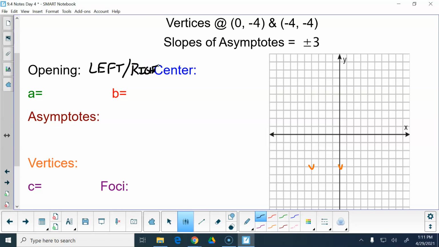Okay. Where's the center? Halfway between those two? Yeah. One might say the midpoint. The center is the midpoint of the two vertices. It's the midpoint of the two foci. It's the intersection point of the two asymptotes. It's a lot of things. So the center would be here at -2, -4.